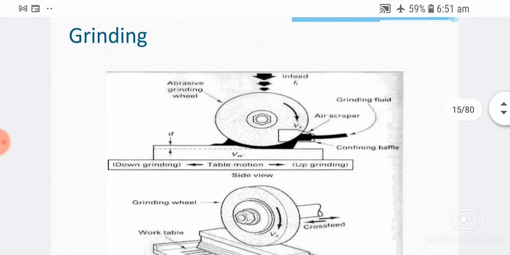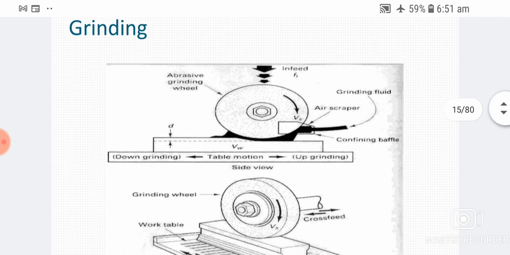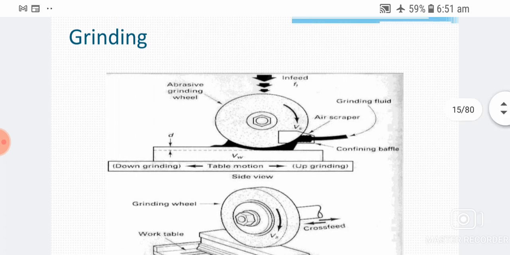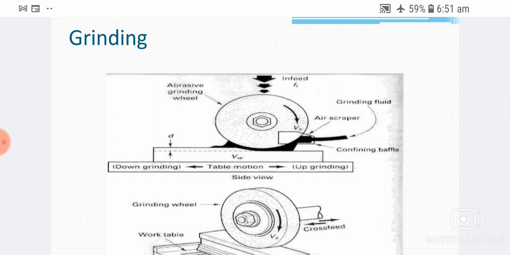Next we have the diagram. This is the table motion. Okay, table motion, up grinding, down grinding. This is a side view. The abrasive grinding wheel rotates against the workpiece to remove the material. BW is the workpiece material. VS is the direction of grinding wheel rotation. The grinding wheel is the abrasive grinding wheel, with a confining baffle.